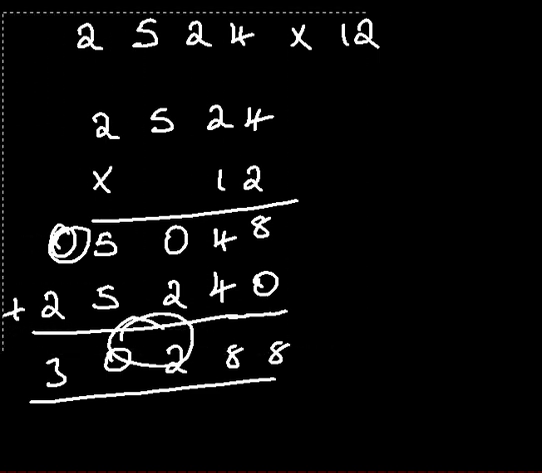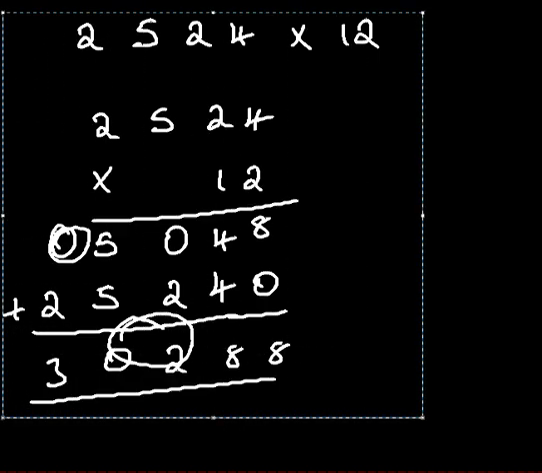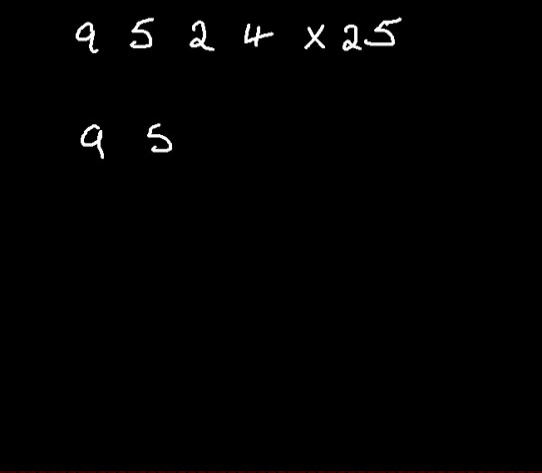And also think about this. How do you think we can have this? For instance, let's say we have this kind of a case. Let's say we have 9, 5, 2, 4 times, let's say, 25. How do you think we can multiply these numbers? In this case, this is the same as having 9, 5, 2, 4 times 25. Then we are going to multiply in the same way.